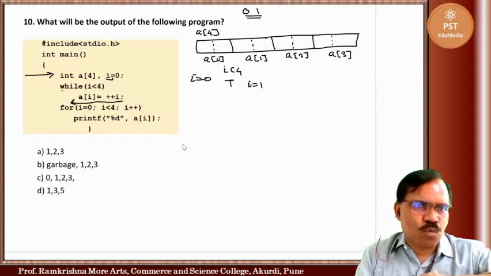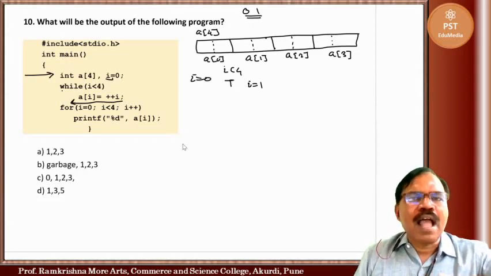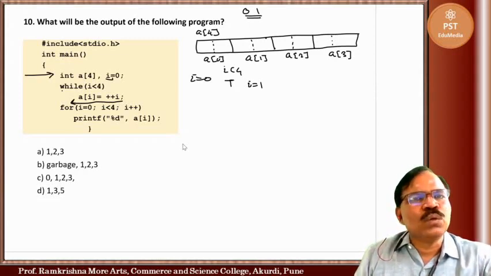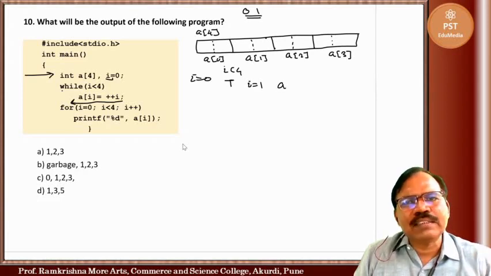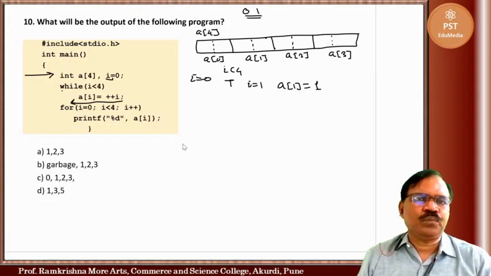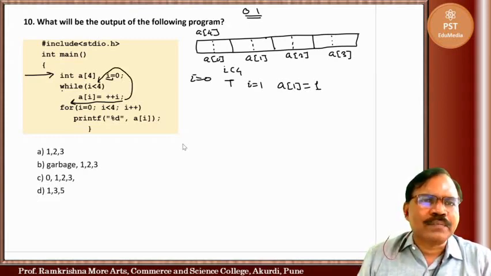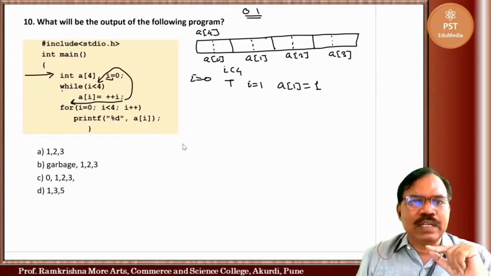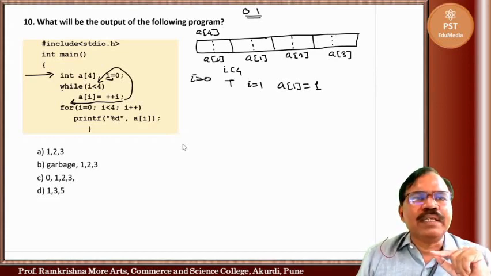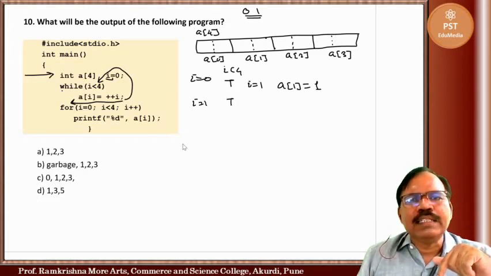I will become 1, and then it is assigned to a[i]. Means what happens? I is 1, assigned to 1. Now it will go back. I is 1. Now I is 1. It will come here, plus plus. So for I equal to 1, condition is true.